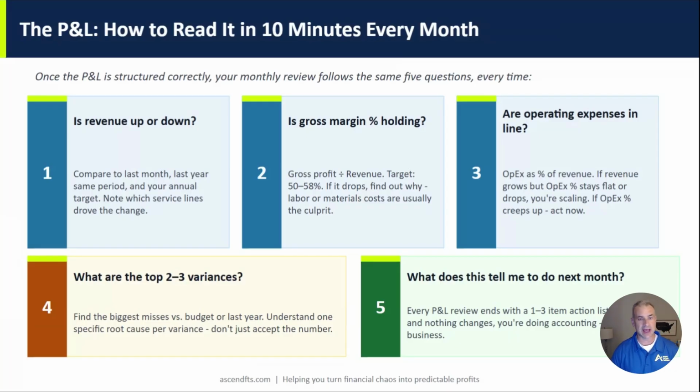So revenue up or down, what are your gross margins doing over time? The operating expenses, tracking those, looking at variances year over year, month to month. Do they make sense? Do you understand why things changed? And then number 5, which is key: what does this tell me to do? What actions do I need to take? Because that is the whole purpose of getting your numbers right, so that you can identify what actions you need to take, and it will be the correct action.